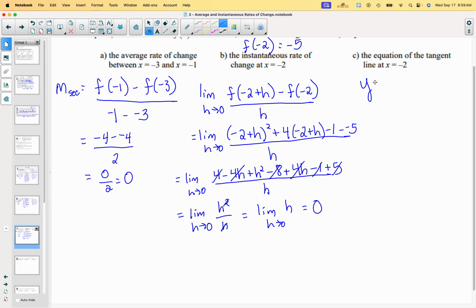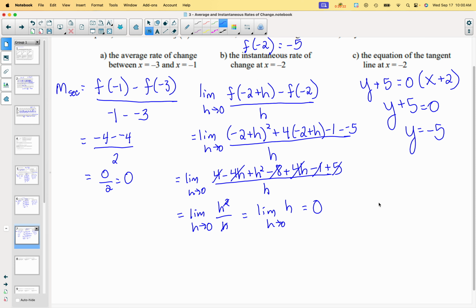So my equation of my tangent line: y minus a negative 5, which is plus 5, equals the slope, which is 0, times x minus a negative 2, which is a plus 2. So we get y plus 5 equals 0. So y equals negative 5. So that's my tangent line.